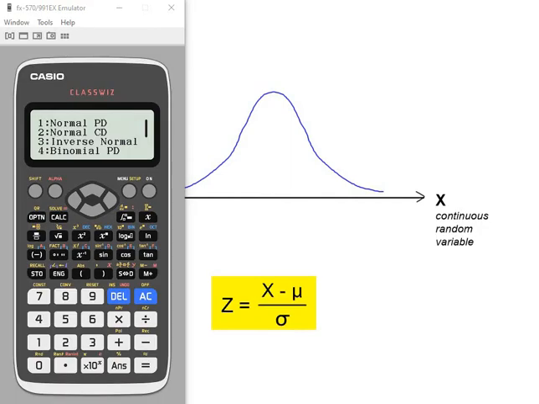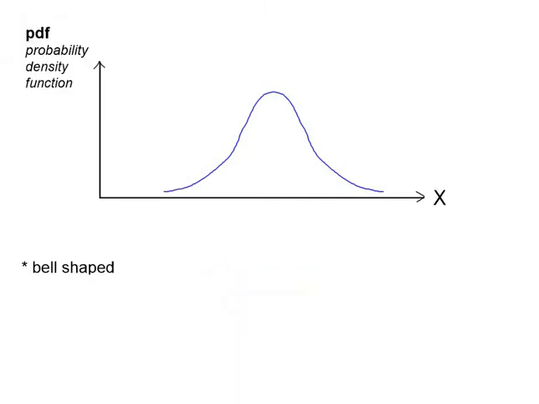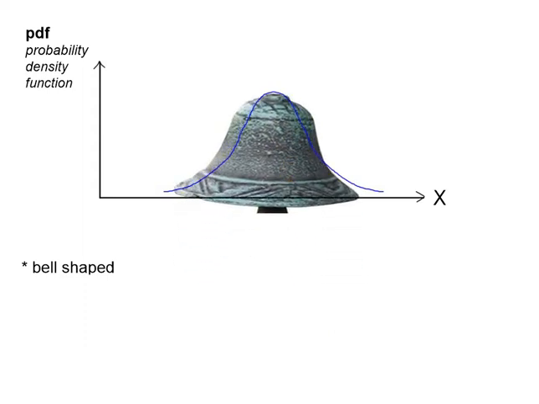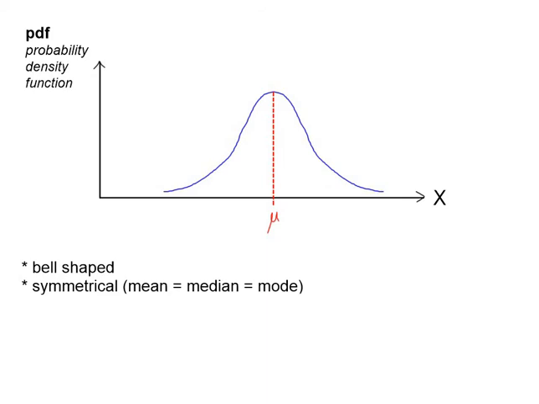And we can also use this formula here called the standardizing formula for problem solving. More on that later. The distribution is said to be bell-shaped, and you can see why. It is perfectly symmetrical. The mean is equal to the median is equal to the mode, and they are all at the center, this value.